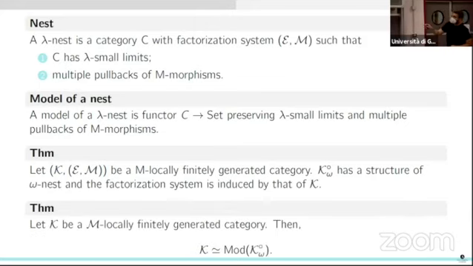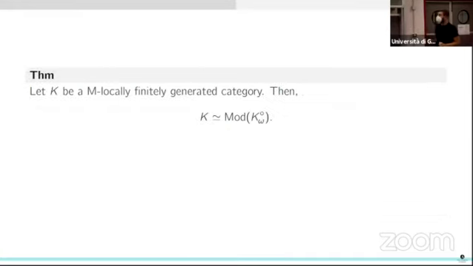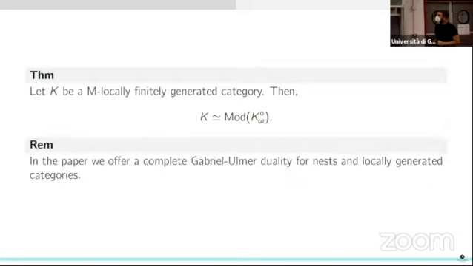And then, oh, this is cut, but I guess you can guess the theorem that if K is M-locally finitely generated, then this is precisely the category of models of its nest, which is what I would call the relevant piece of Gabriel-Ulmer duality for this context. And in the paper, we offer a full Gabriel-Ulmer duality, which I will not discuss today, but we have it in the paper.